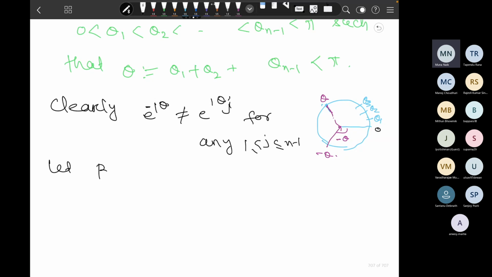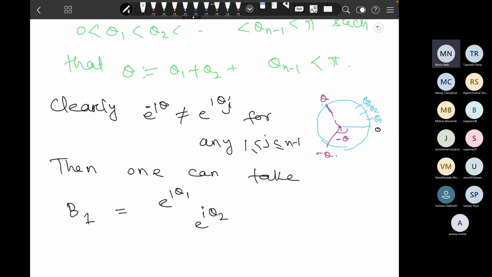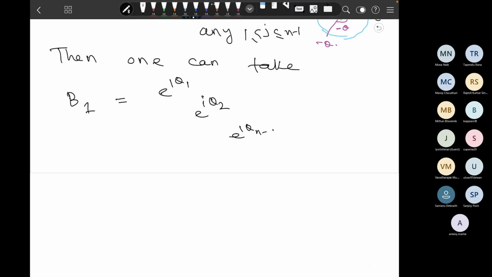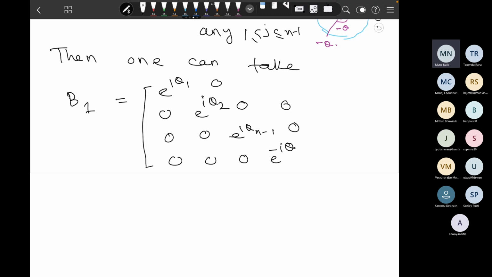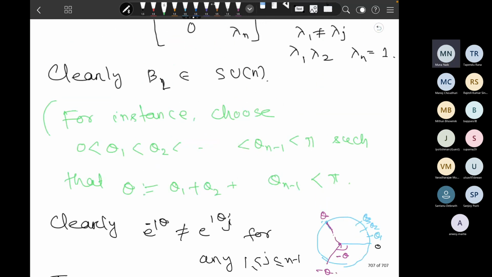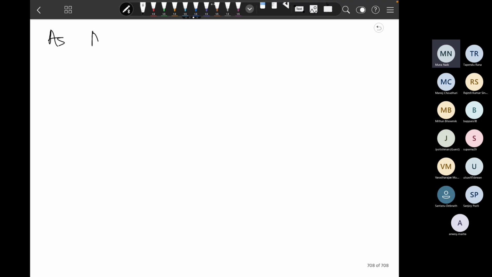If you look at this, let B1 be equal to, then one can choose B1 equal to diag(e^{iθ1}, e^{iθ2}, ..., e^{iθn−1}, e^{−iθ}). By writing this, B1 can be chosen that way. So AB1 is equal to B1A, and B1 has different eigenvalues.